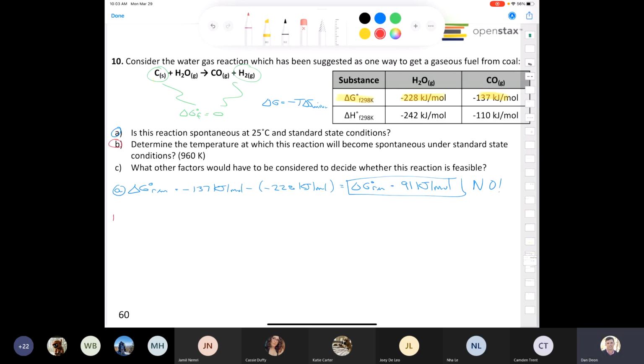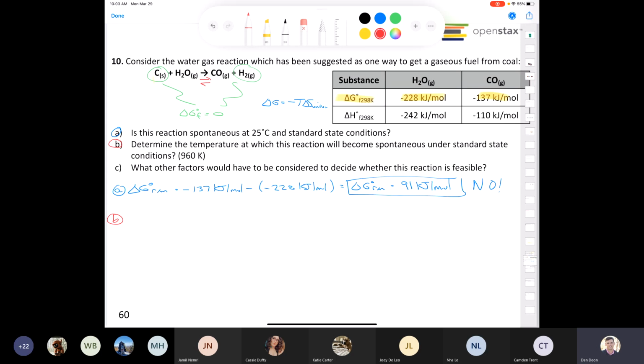In part B, it says, determine the temperature at which this reaction will become spontaneous under standard state conditions. Well, as I told you in question number 8, since this reaction in this direction is non-spontaneous, when delta G is 0, that's when the reaction will be exactly at equilibrium.